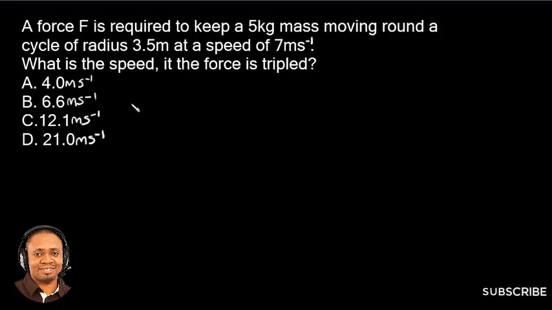This is question 45, JAMB Physics 2018, and the question goes thus. A force F is required to keep a 5 kg mass moving around a circle of radius 3.5 meter at a speed of 7 meter per second. What is the speed if the force is tripled?